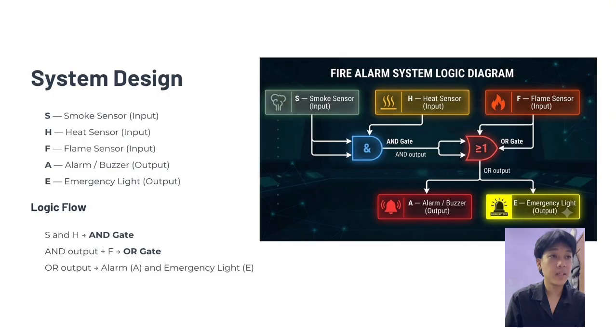As we can see here, we have the fire alarm system logic diagram. The S input goes to the AND gate, and the H input goes to the same AND gate, and the output of the AND gate goes to the OR gate. For the OR gate, we add the flame sensor F. The output of the AND gate and the flame sensor input F combined give us two outputs, which are the alarm and the emergency light. These 2 outputs are the combination of the smoke and heat sensors plus the flame sensor. Okay, so that's all from me.